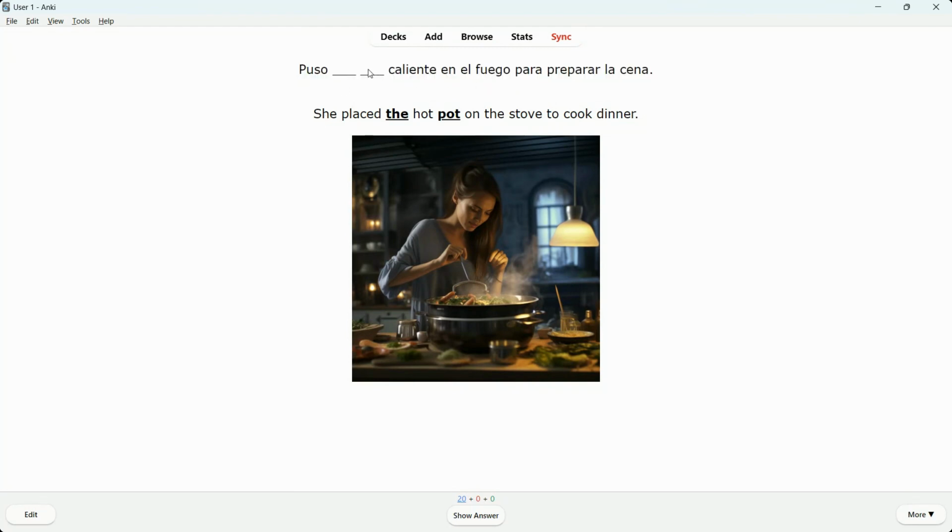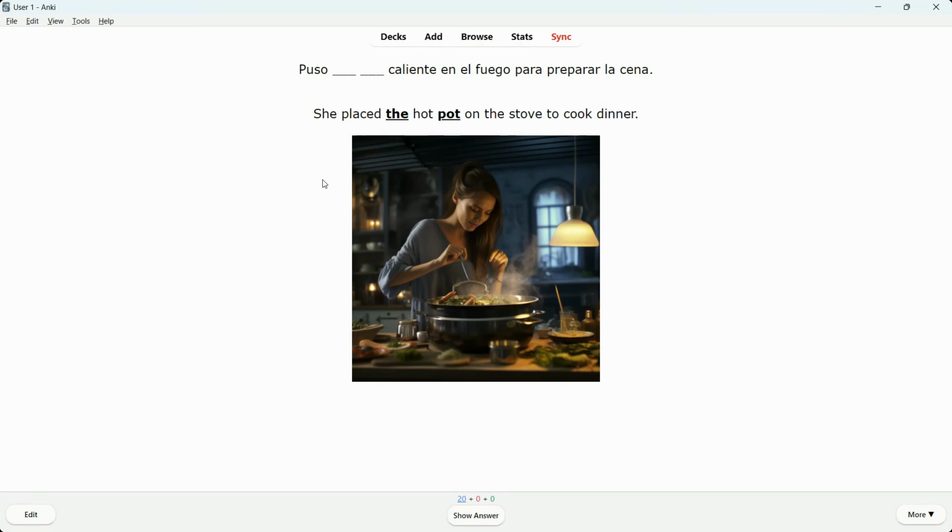We have a Spanish sentence with 2 underscores. We have the English translation of the Spanish sentence: She placed the hot pot on the stove to cook dinner. And the and pot are bolded and underlined. Now, it is your job to know how to say the pot in Spanish, and that is what goes over here. Over here, we have a visual representation of the Spanish sentence, and this is here so you can have a better understanding of the Spanish sentence.